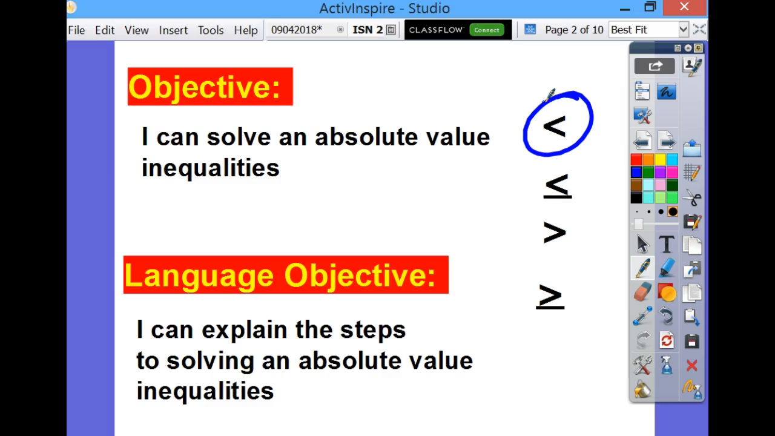But I had to learn the names, and I couldn't remember the names, and it's real embarrassing to stand up here as a teacher and say the wrong name. So the way I taught myself is if it points to the left, it's a less than. There are all kinds of different memory devices, but that one worked for me. If it points to the left, it is a less than.